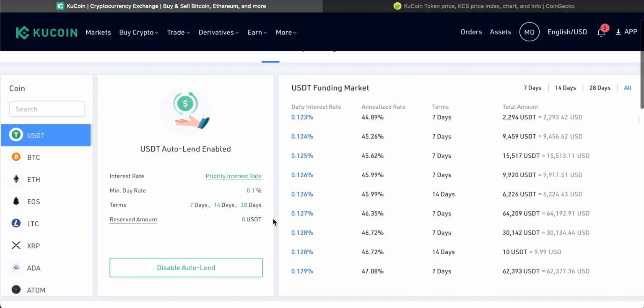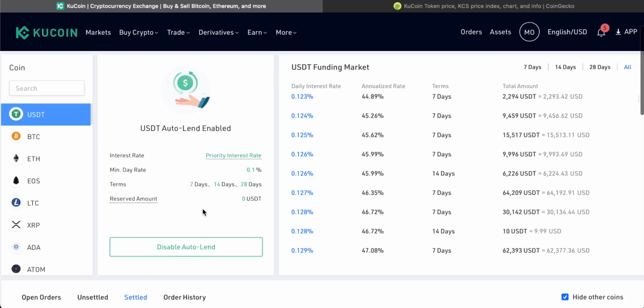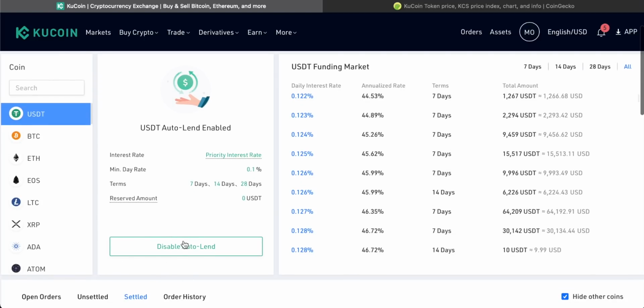We can therefore come to auto lend. So you can see USDT auto lend is enabled. So what you can come and do is disable auto lend if you want, or if it's not activated, you can just put in the parameters that you want and activate it.